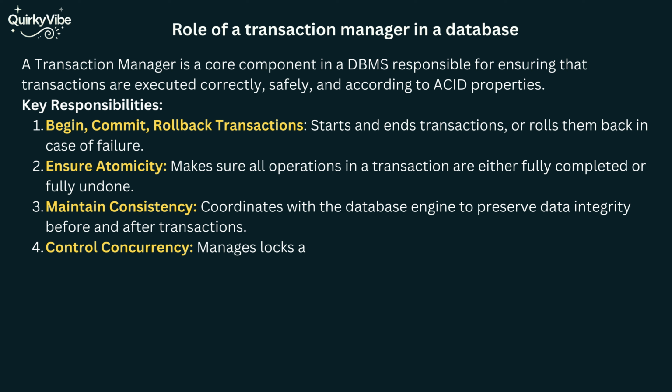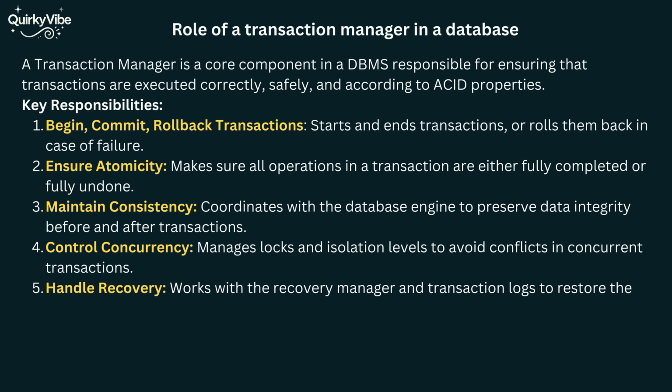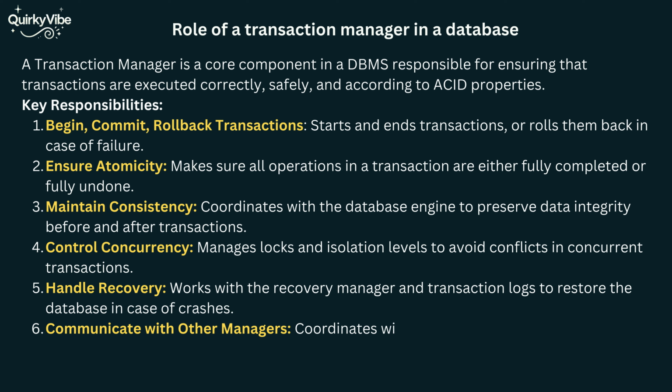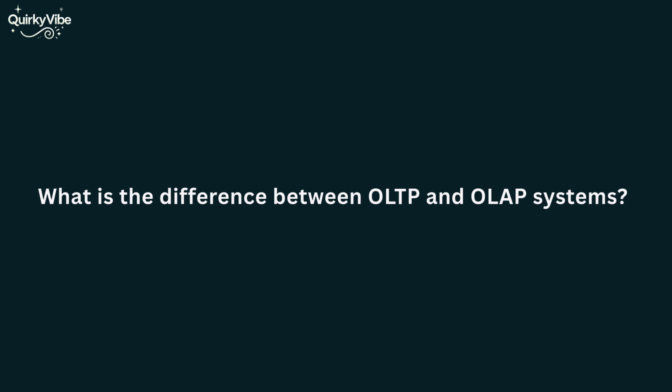Maintain consistency: coordinates with the database engine to preserve data integrity before and after transactions. Control concurrency: manages locks and isolation levels to avoid conflicts in concurrent transactions. Handle recovery: works with the recovery manager and transaction logs to restore the database in case of crashes. Communicate with other managers: coordinates with the log manager and recovery manager for full transaction support. What is the difference between OLTP and OLAP systems?